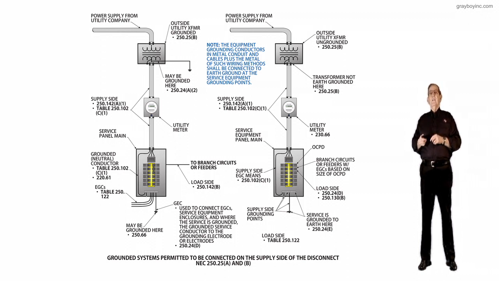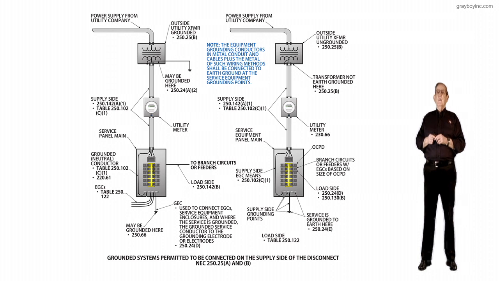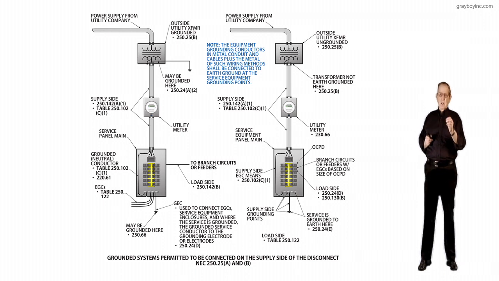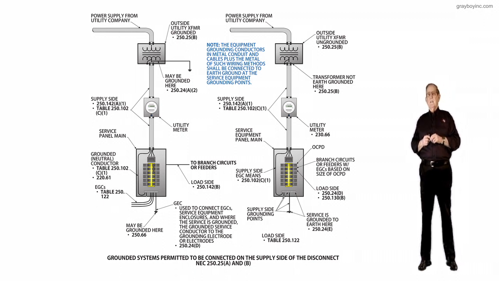Now, looking at the note, the equipment grounding conductors and metal conduit and cables, plus the metal or such wiring methods shall be connected to earth ground at the service equipment grounding points. So again, that chassis ground coming in is connected to earth ground at the service equipment, but not at the transformer, because we're running an ungrounded system. And then, of course, again, when you run an ungrounded system, you have to check both with the authority having jurisdiction plus the utility company to see what their requirements might be to do such.